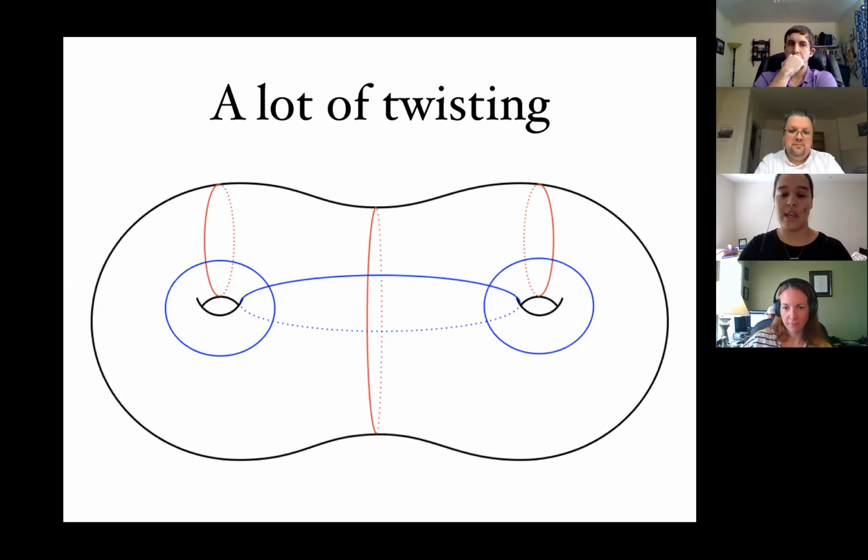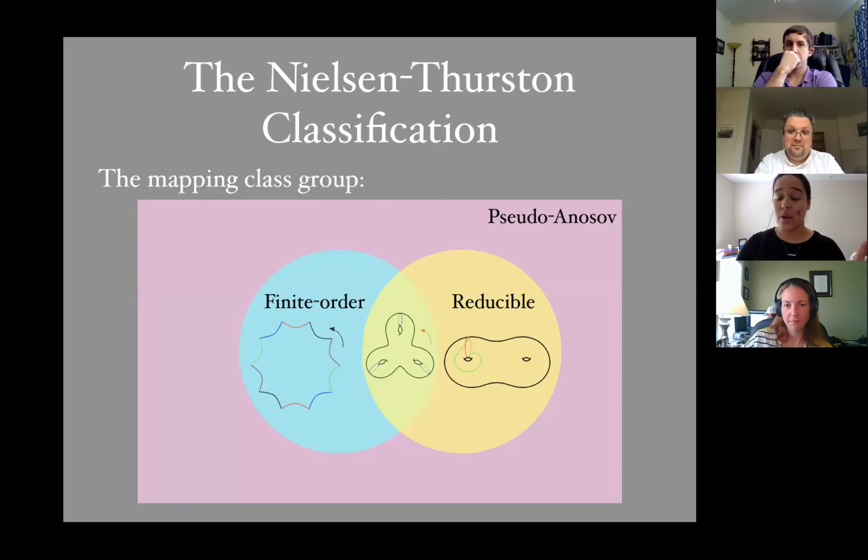Okay, so what is all of this leading to? Well, this is leading to one of the most fundamental results in my area, which is called the Nielsen-Thurston classification of the mapping class group. So the classification is basically this partition that I've drawn here, where I gave an example of each of these different kinds. We've already seen some of them.